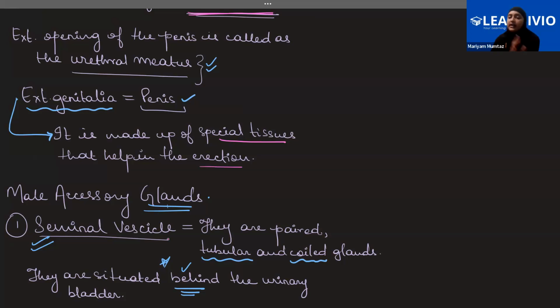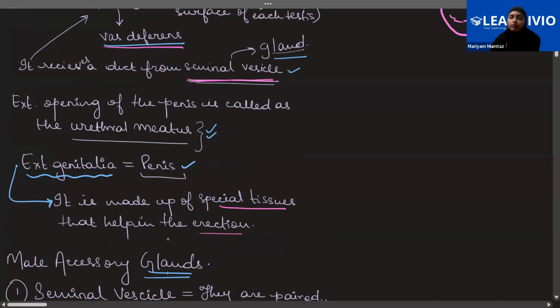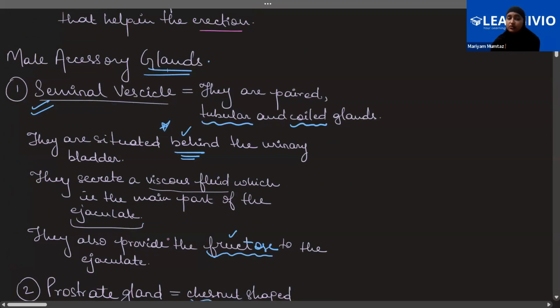So that the sperm can be transported outside. Clear? So this is your male, everything about the male reproductive tract, which contains the primary sex organ, the accessory ducts, and the external genitalia. Now, the other thing that is left to discuss properly is the male accessory glands.